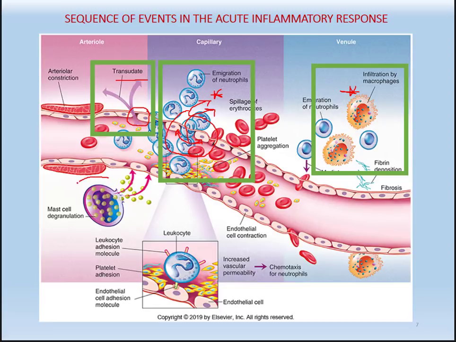You can also see, we'll talk about this a little bit later, that mast cells degranulate. You can see the presence of platelet aggregation. You can see the fibrin threads that are starting to form there in order to form a clot.